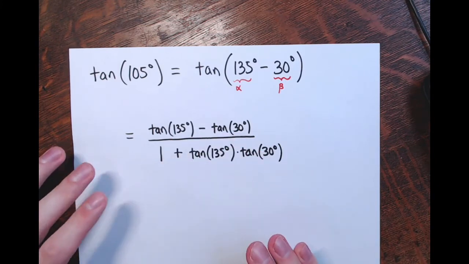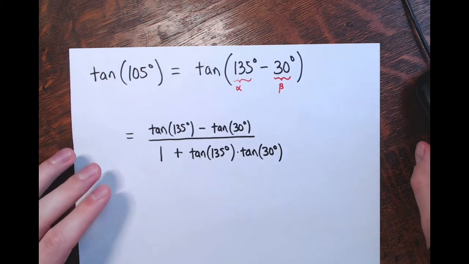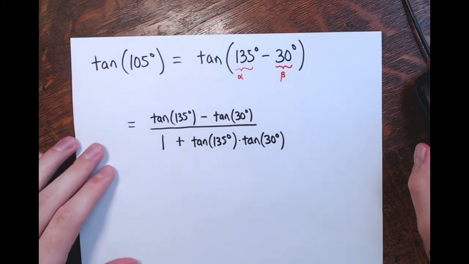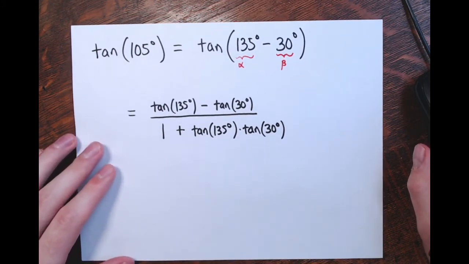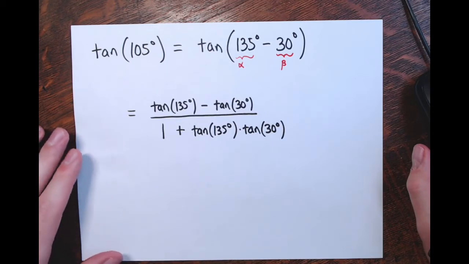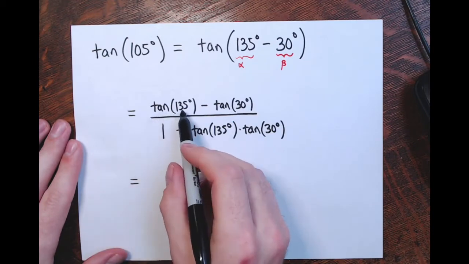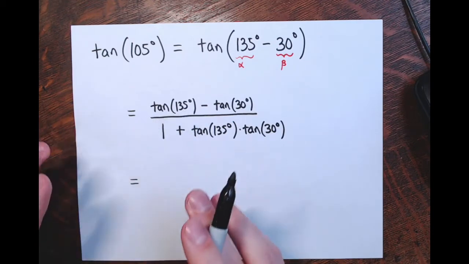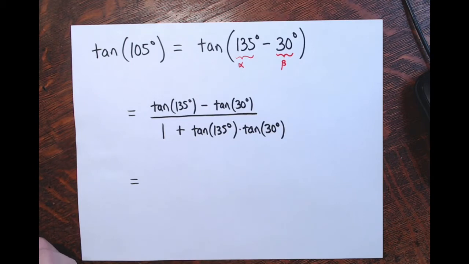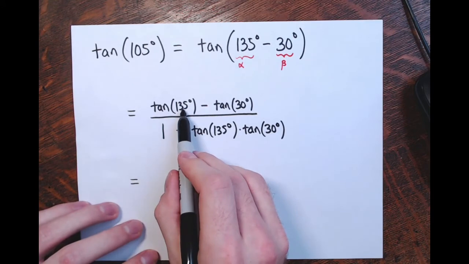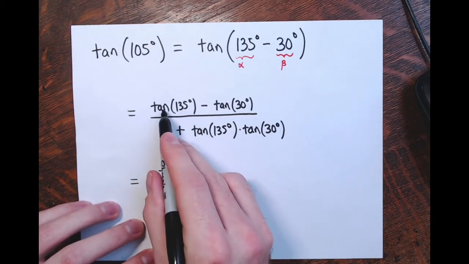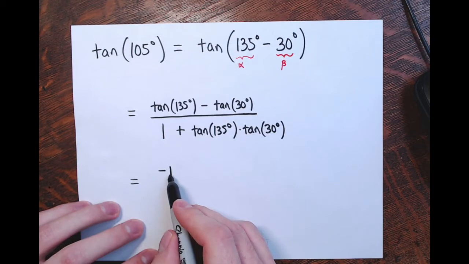And these, again, 30 degrees and 135 degrees, if you think back to your unit circle, these are special angles. You should know what the values of these tangents are without having to look them up. Remember that 135 degrees, if you were to draw that in standard position, would end in quadrant 2. So the tangent should be a negative number. And the reference angle would be 45 degrees. Remember, the tangent of 45 degrees is 1. So the tangent of 135 degrees is negative 1.